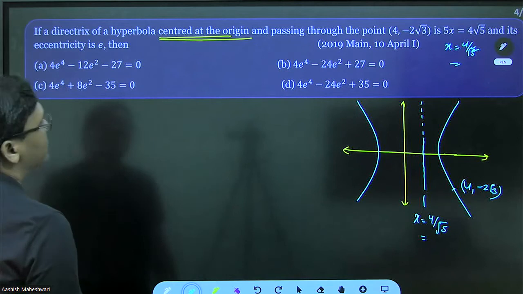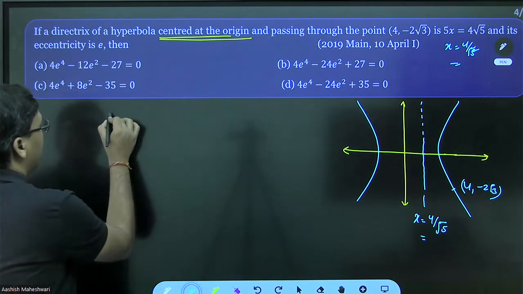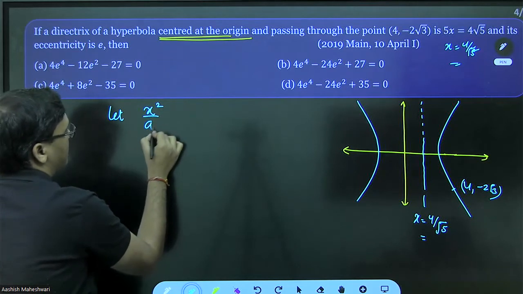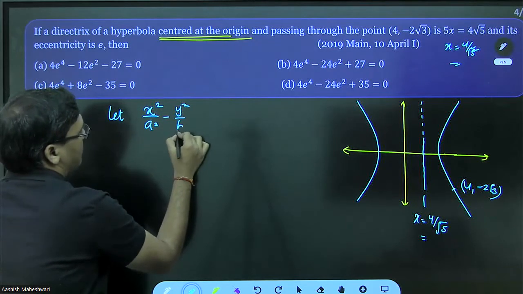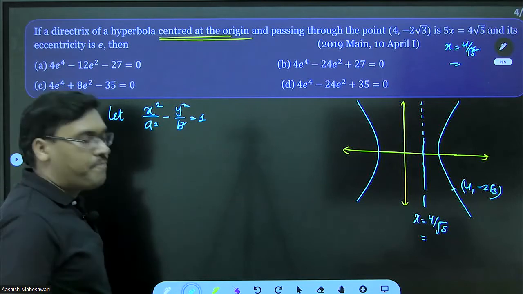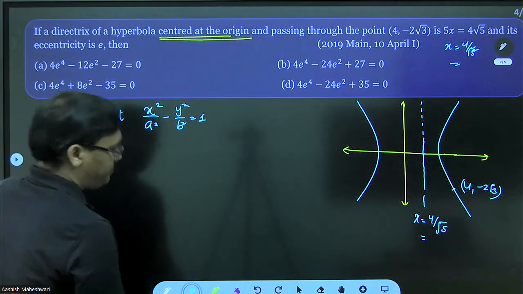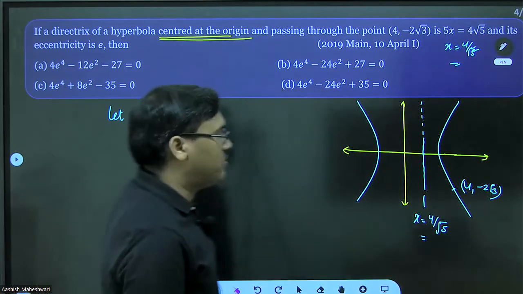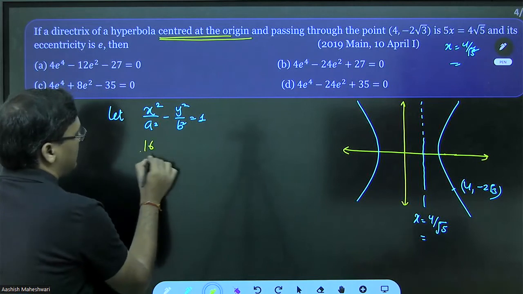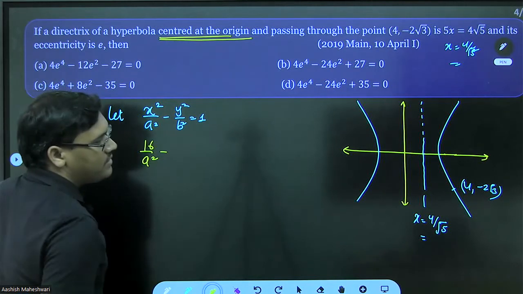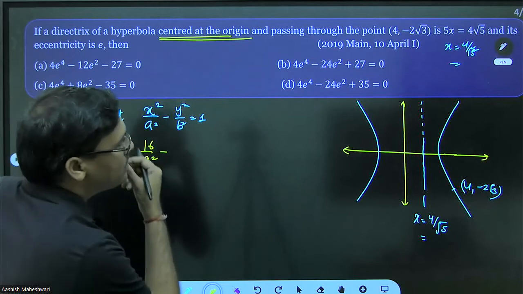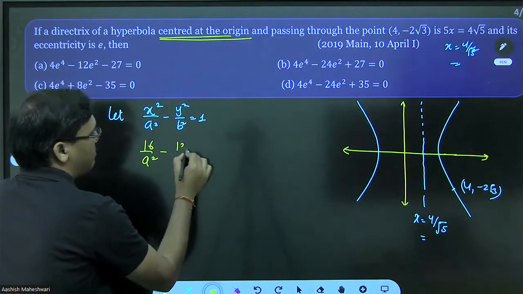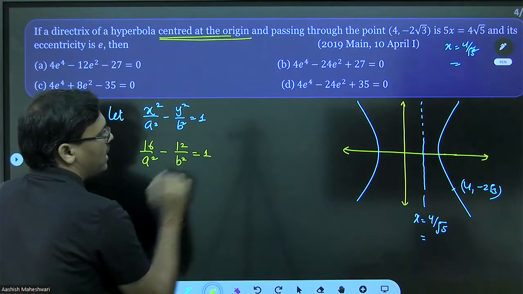So what are the conditions given to you? Let's say the hyperbola is the standard hyperbola x square upon a square minus y square upon b square equal to 1. The first condition is that the hyperbola is passing through 4 comma minus 2 root 3, so it will satisfy this. This is 16 by a square minus 12 by b square is equal to 1. How did we get this?